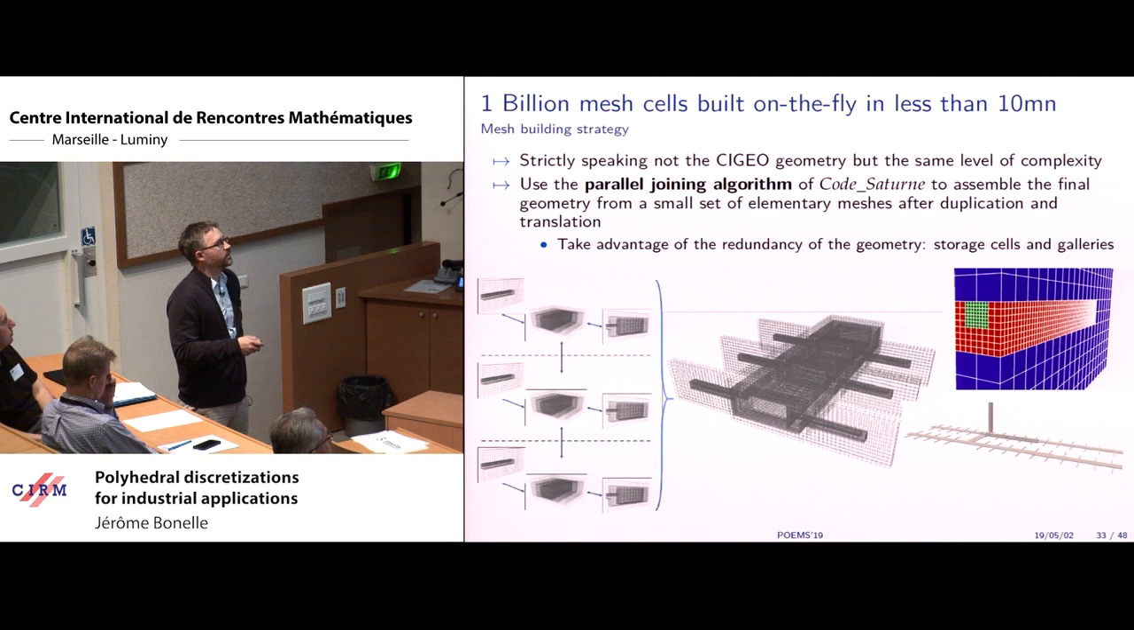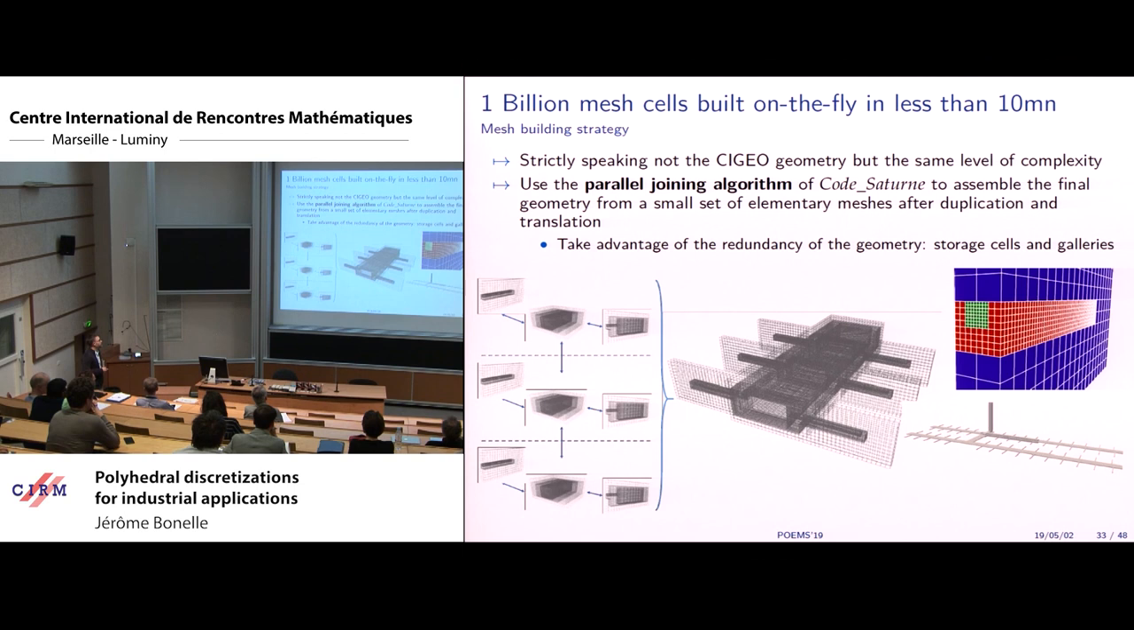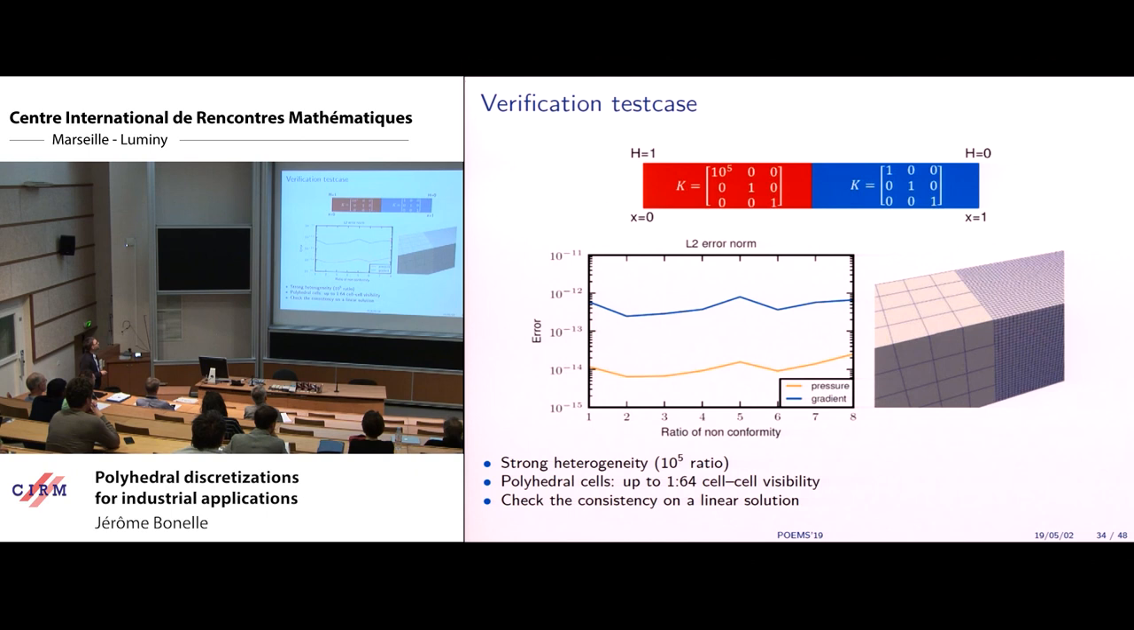So the colleague in charge of the study wanted to check that the scheme was able to reproduce a linear solution on this kind of meshes. So he did a test with strong heterogeneity, and he put the non-conformity where the permeability is different. So here we have 10 to the power of 5, and here 1. And the stress test was to be able to reproduce exactly the linear solution with one face cut into 64 faces.